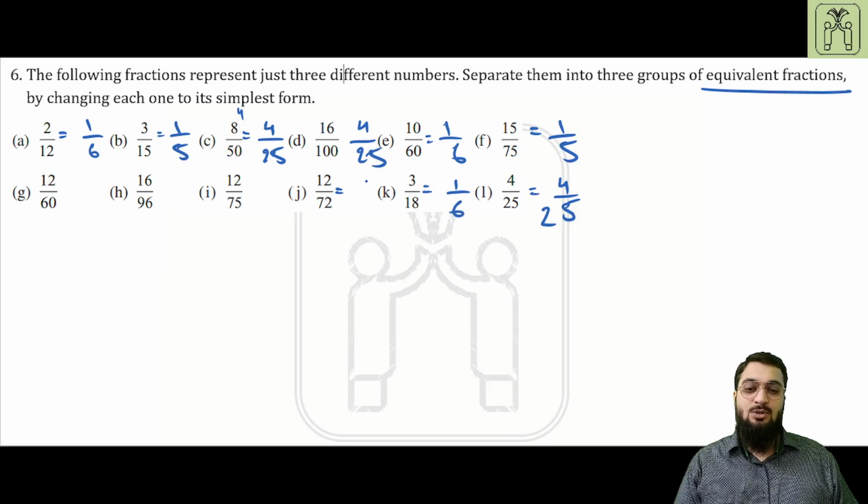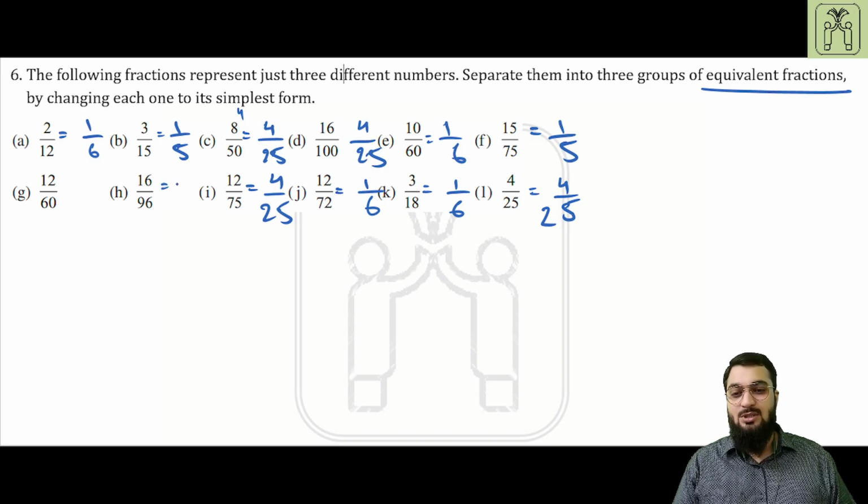12 upon 72, this will give 12 5s are 60, 6 2s are 72. 12 upon 75 will give 3 4s are 12 and 3 25s are 75, so 4 upon 25. 16 upon 96 will give 8, yeah, 8 will be much better. 8 2s are 16 and 8 12s are 96. So 1 upon 6. I'll directly write 1 upon 6.